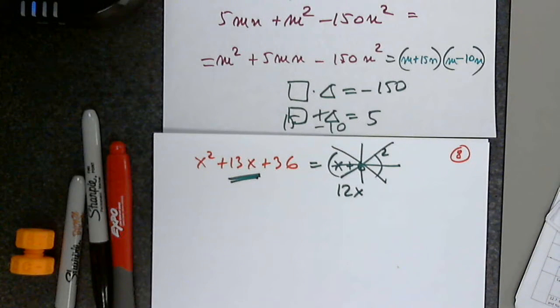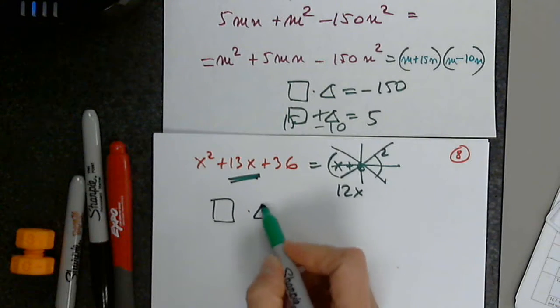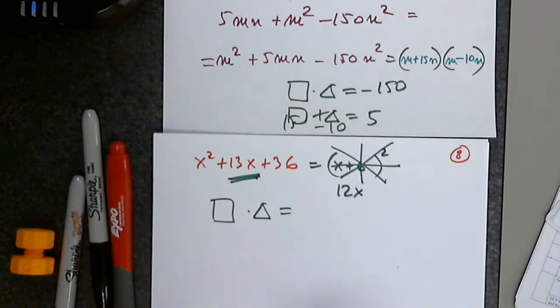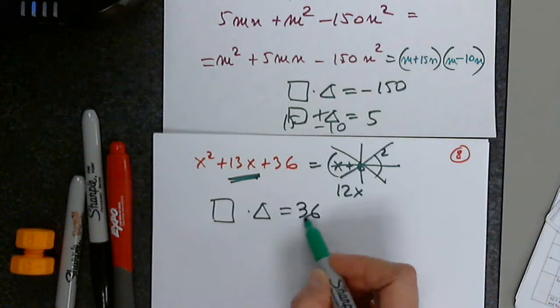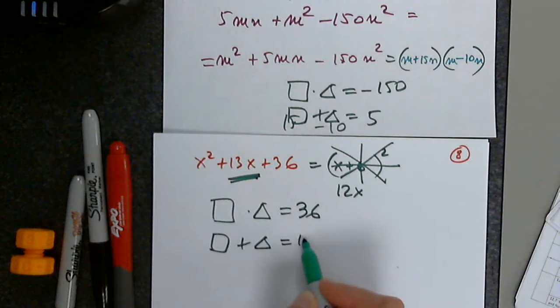But that's the right thing to do, to check special product first. So it doesn't work. I have one more chance. I want the product to be 36 and the sum to be 13.